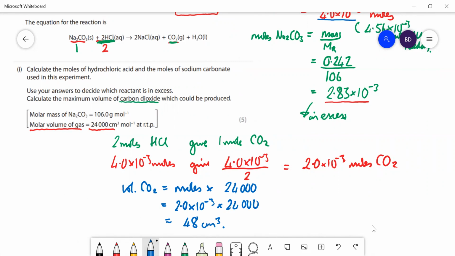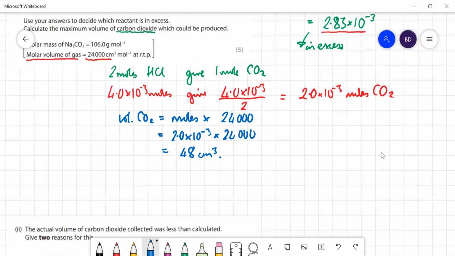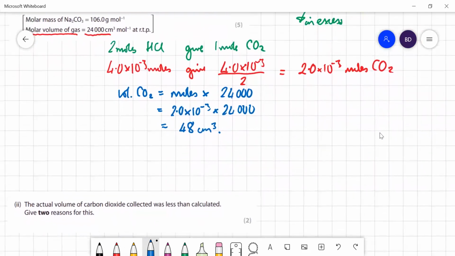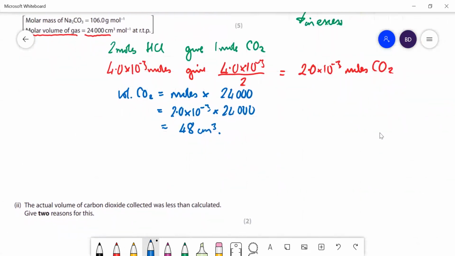Right, now it says the actual volume of carbon dioxide was less than calculated. Give 2 reasons for that. Right, the most obvious reason, the one I mentioned earlier, is because you put the acid in, then you have to quickly put the bung in before any gas escapes. So gas will escape before the bung is placed in the tube.